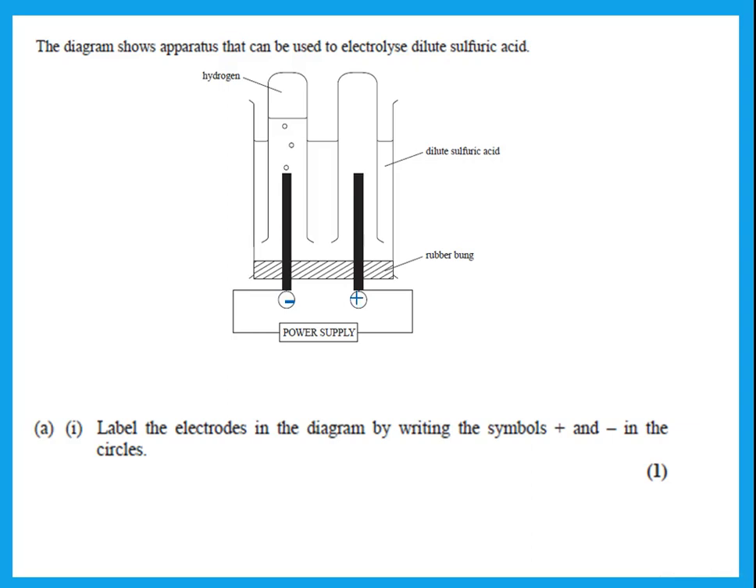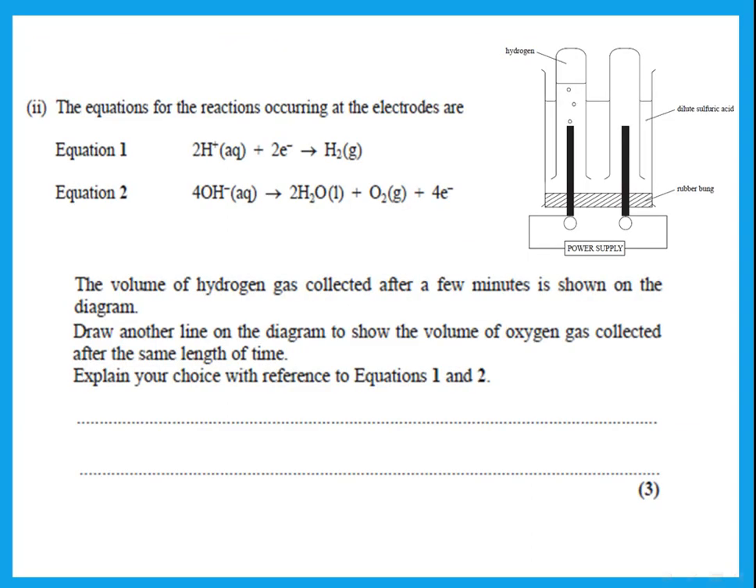Can you see the signs that I put in the small circles? Hydrogen is formed from H+ ion, so that must be the negative, because the H+ goes to the negative, then the other one is the positive. The equations for the reactions occurring at the electrodes are this. The volume of hydrogen gas collected after a few minutes is shown on the diagram. Draw another line on the diagram, show the volume of oxygen gas collected after the same length of time, and explain your choice.